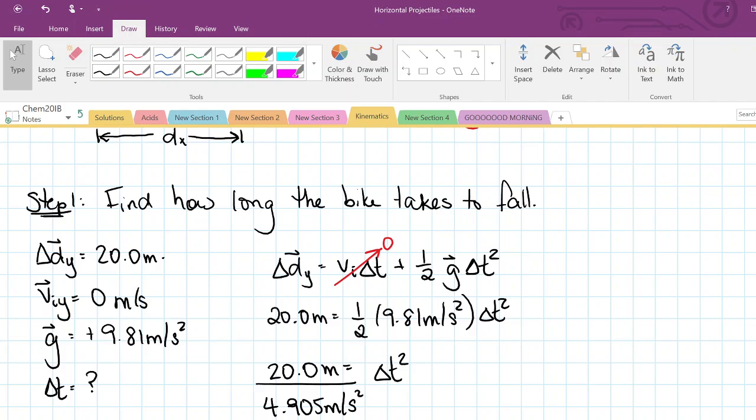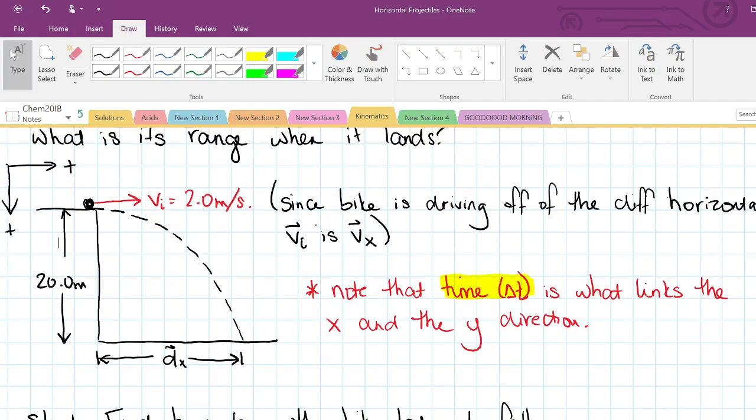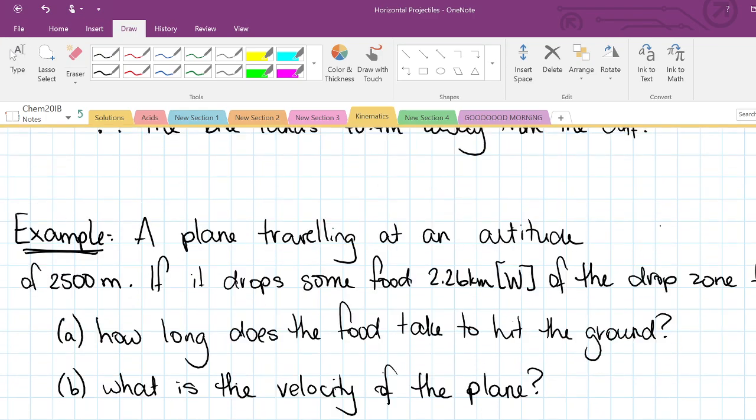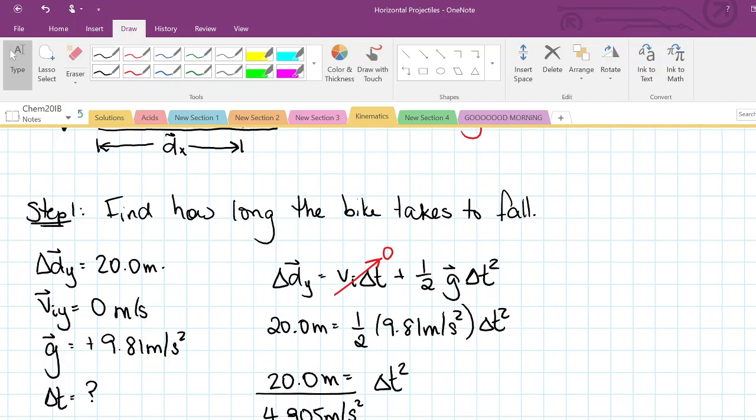The other thing I know is that as soon as this object leaves the cliff, it's going to start accelerating toward the ground at an accelerated rate of 9.81 meters per second squared. Now remember I said, because the object is falling, that down is positive. So that means that this is going to be a positive 9.81 meters per second squared. And I'm looking for how long is this object going to take to fall. So this is the kinematics formula that I've chosen to use.